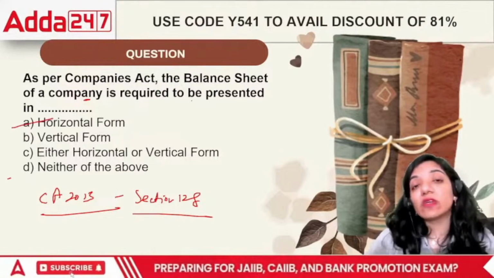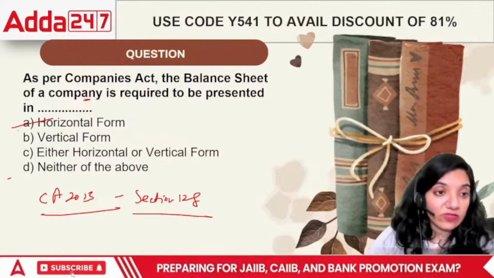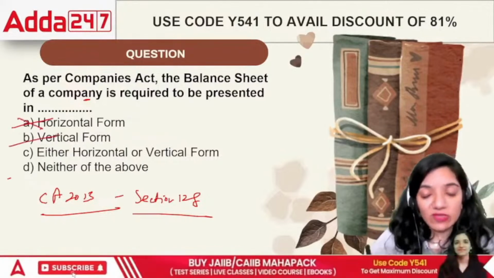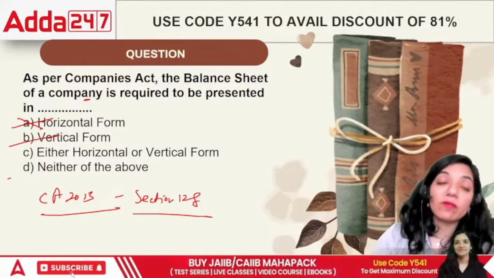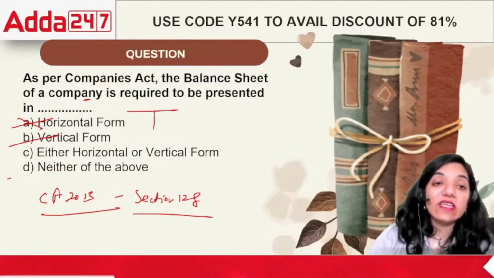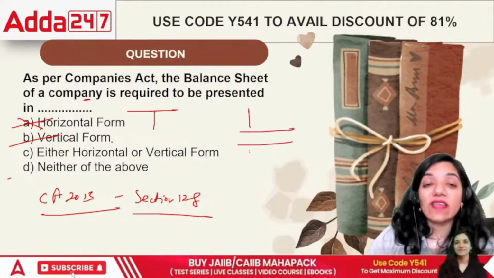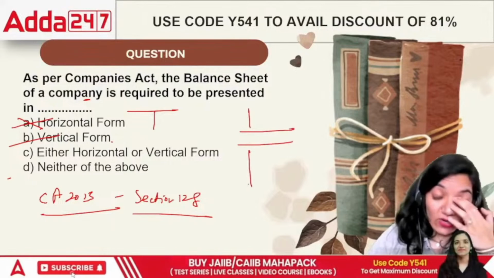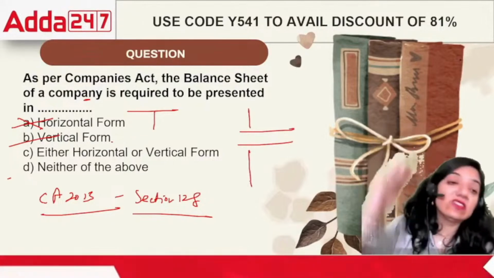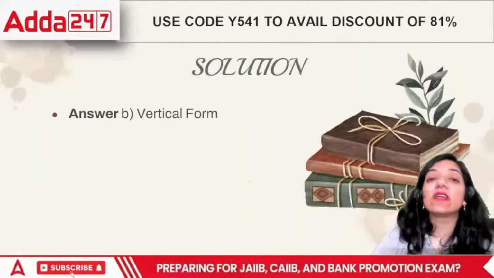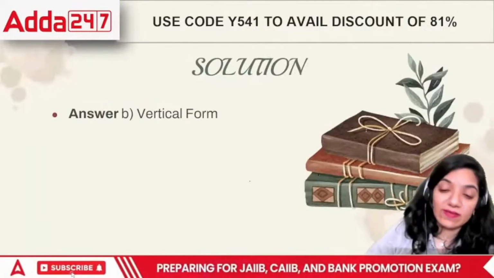There are two forms: vertical and horizontal. The horizontal method is used in terms of the sole proprietorship and partnership. What they create is a T-shaped account. In terms of horizontal, first of all they write all the equity and liabilities, and then they write all the assets, and all the books of accounts are prepared in this manner. So the company's form is vertical form.